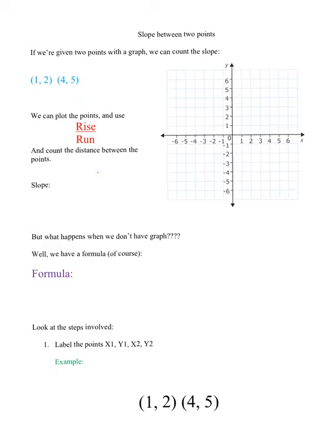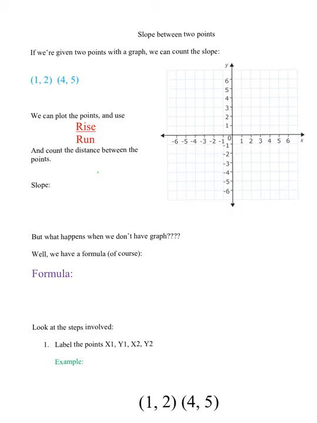Okay, today we're going to talk about the slope between 2 points. So we went over standard form and we went over y-intercept form, and now we're going to talk about how to find the slope if we're not given a y-intercept. So if we're given 2 points on a graph, we can count the slope. So let's go ahead and plot these 2 points.